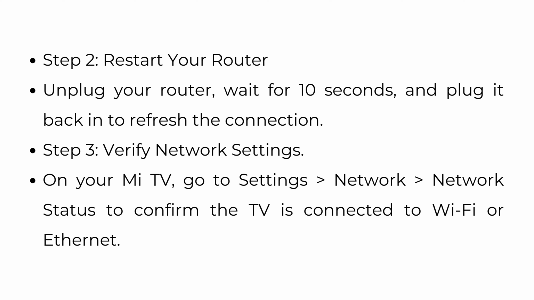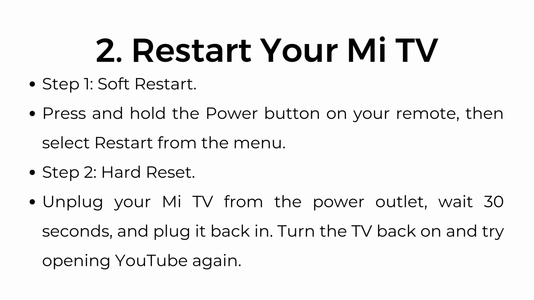Step 3. Verify network settings. On your MyTV, go to Settings, Network, Status to confirm the TV is connected to Wi-Fi or Ethernet. 2. Restart your MyTV. Step 1. Soft restart. Press and hold the power button on your remote, then select Restart from the menu. Step 2. Hard reset. Unplug your MyTV from the power outlet, wait 30 seconds and plug it back in. Turn the TV back on and try opening YouTube again.